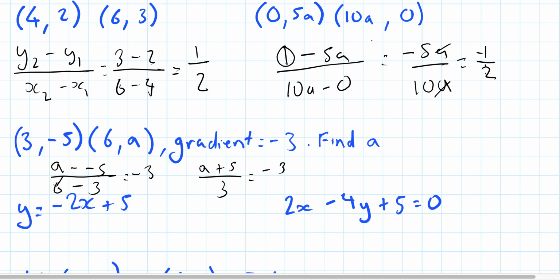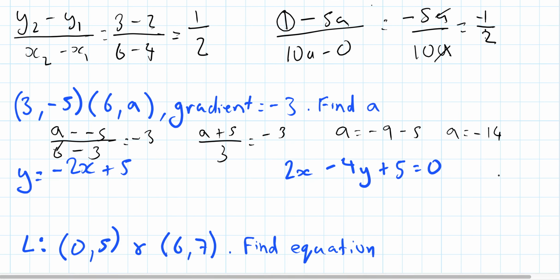And now I'm just going to rearrange it to work out what a is. I'm going to take the 3 to the other side, then the 5. So that will give me a equals minus 9 minus 5. So a is equal to minus 14.